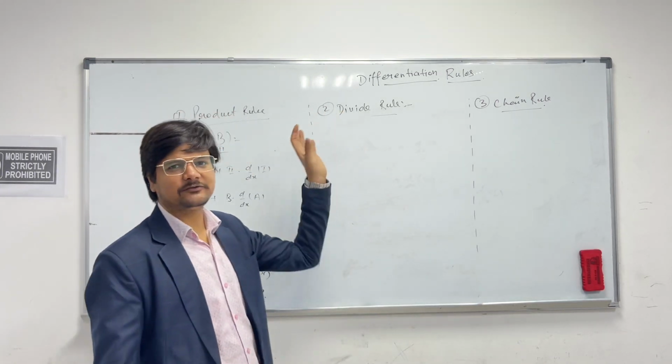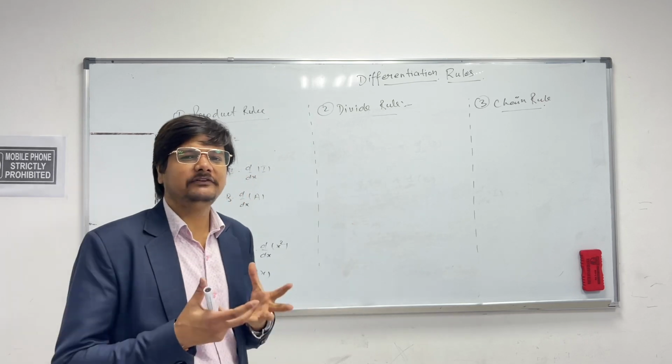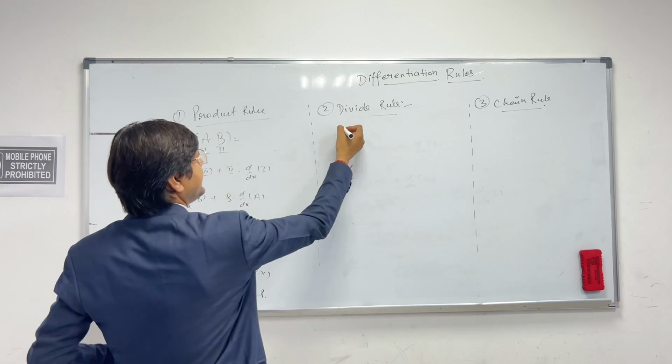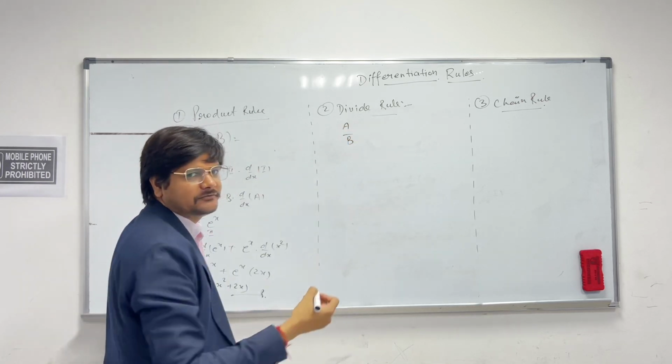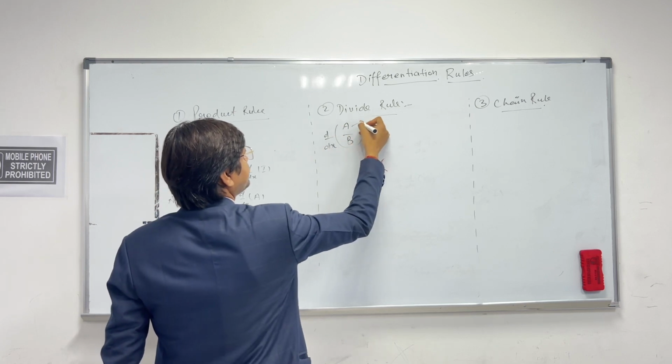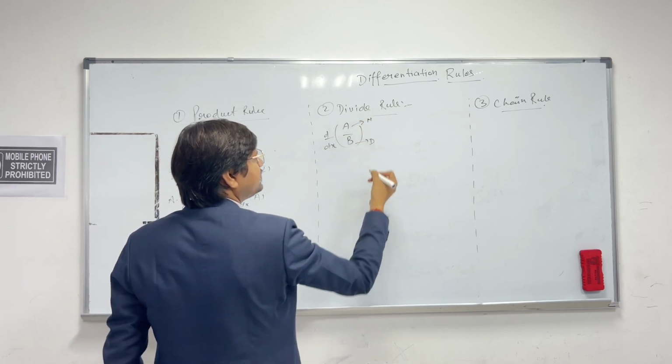What is the next rule? The next rule is the divide rule. So how can we apply the divide rule? If there are two functions, suppose the same functions a and b, in the form of division, how can we differentiate these functions? So this is the numerator and this is the denominator.